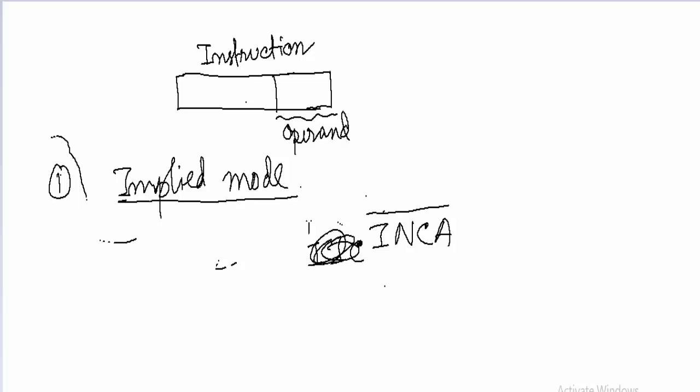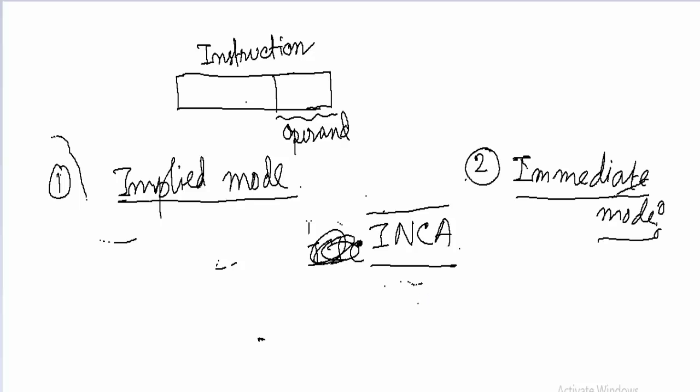So in implied mode, in the instruction only the opcode will be present, there will be no operand present. So in implied mode the instruction will be very small. The next type of addressing mode is immediate mode.